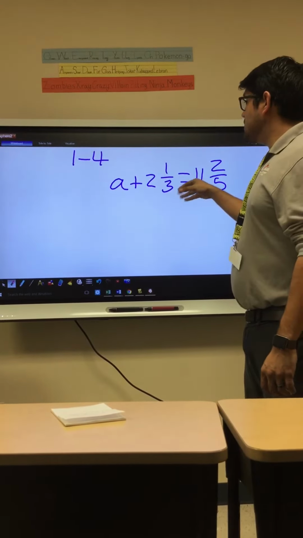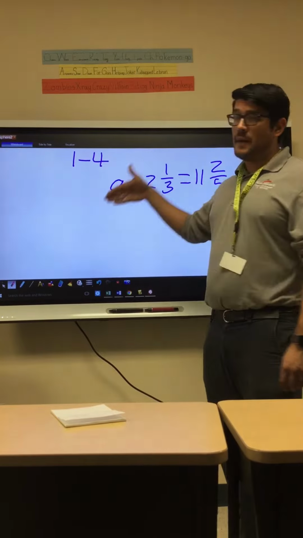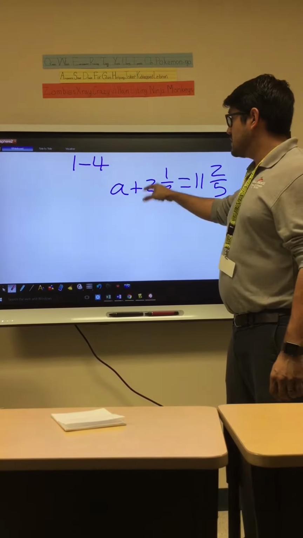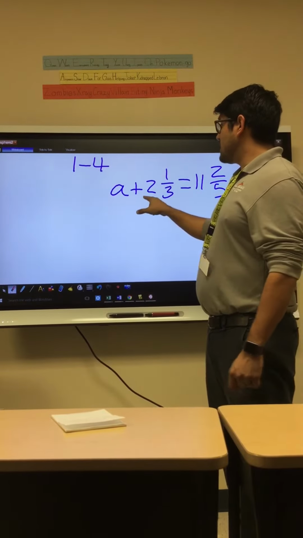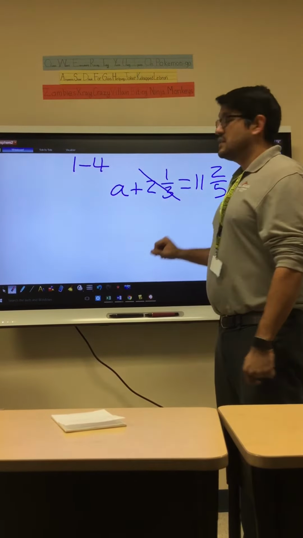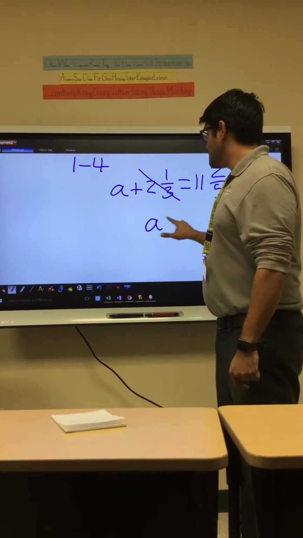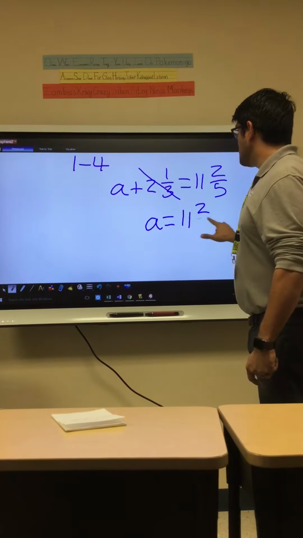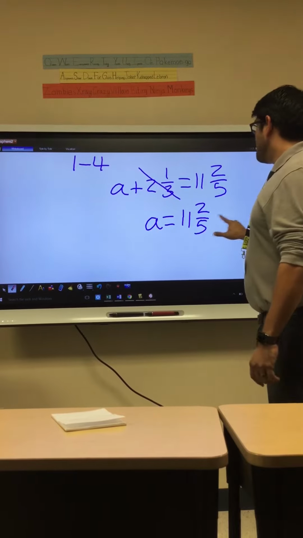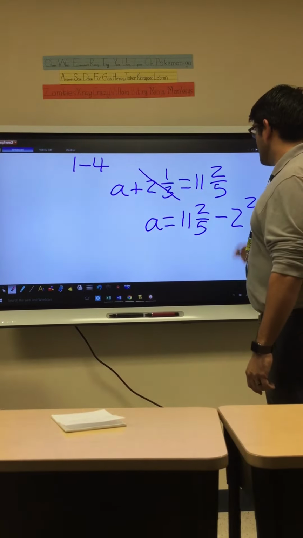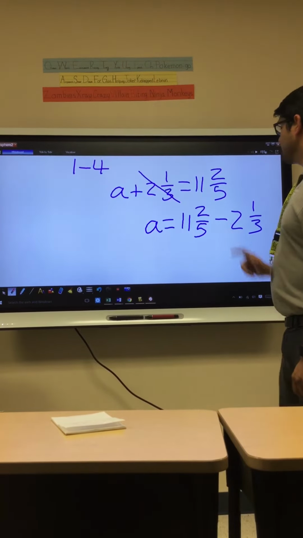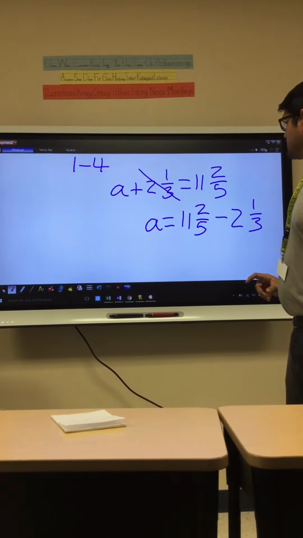Now, I've set this up here. The way you solve this is you do the opposite of what we're doing to the variable. So what we're going to do is subtract this from both sides. Now, if we subtract this from this side, it's going to be no longer there. So now A is by itself. But for this side, we have to do 11 and 2 over 5 minus 2 and 1/3. Sorry about that. 2 and 1/3. All right? Very, very simple.